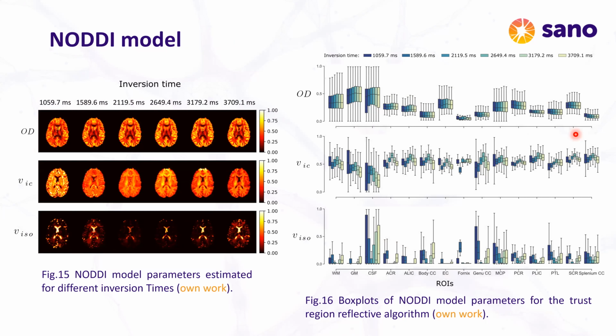In the qualitative analysis of NODDI model parameters, it can be seen that different parameters react differently to changes in inversion time, which is also confirmed by the quantitative analysis presented in the form of box plots. The fiber orientation dispersion index is very stable over the entire range of inversion time, while the quality of estimation of volume fractions changes due to changes in the inversion time. This is clearly visible in the box plots, where we can see a characteristic up and down, or down and up tendency.